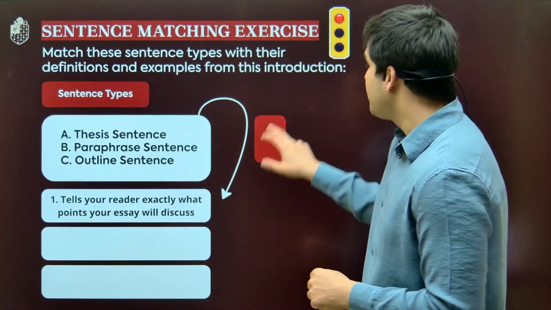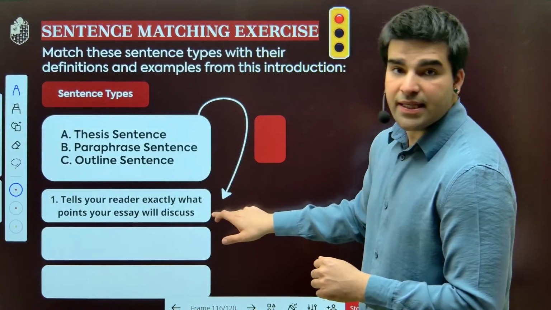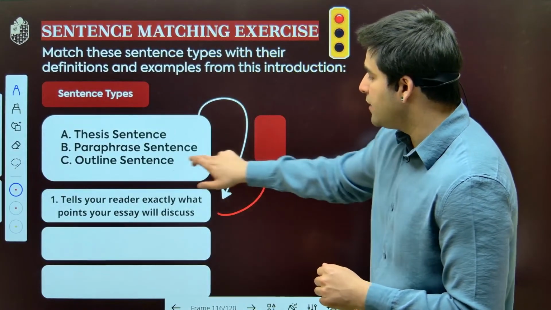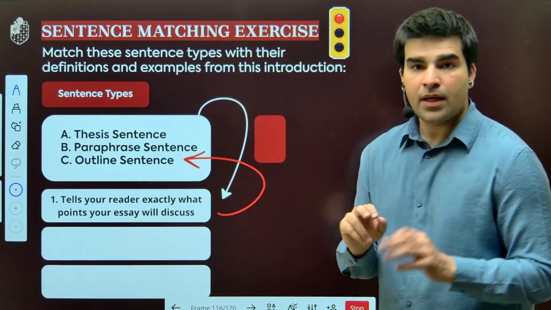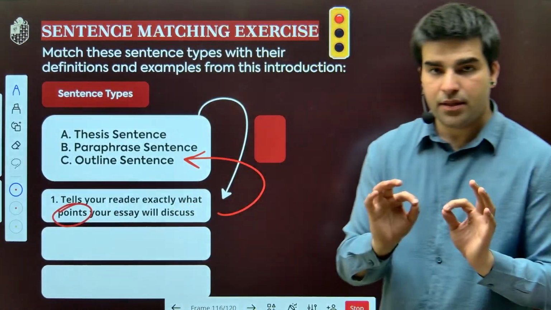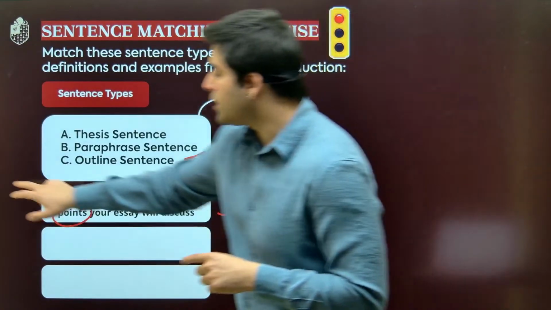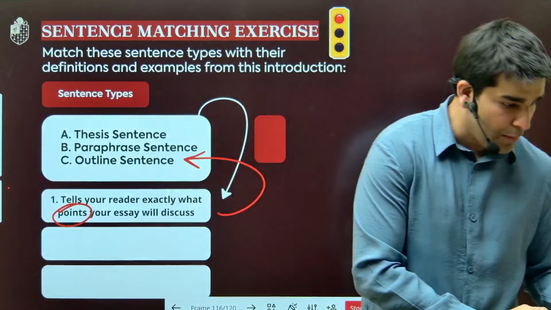This is, are you ready for the answers? Here we go. This is outline sentence. It tells me what are the points that I will discuss in this essay. This is called outline sentence. Let me show you number 2. Here we go. Let's see how many of you wrote outline.